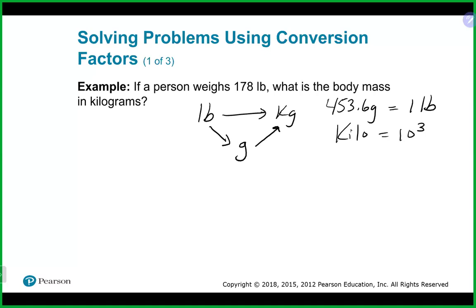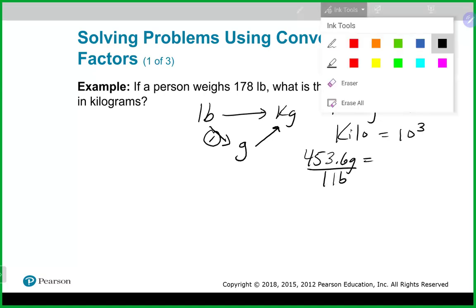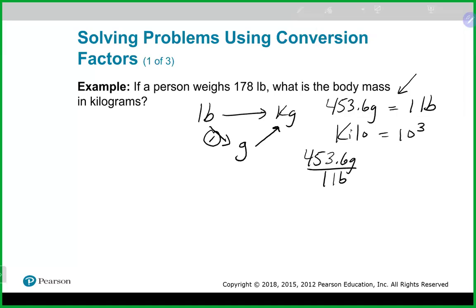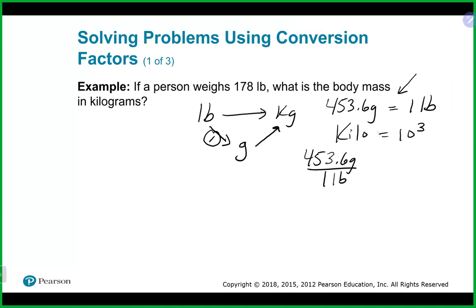We again want to set it up like we've been talking about. So the first conversion I'm going to do is take it from pounds to grams. So using my equality here, that's going to give me 2 conversion factors, 453.6 grams over 1 pound. If I write it like a conversion factor, that would probably be good. Or we could flip it around, obviously.